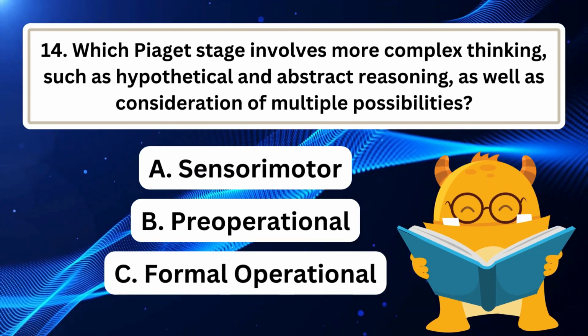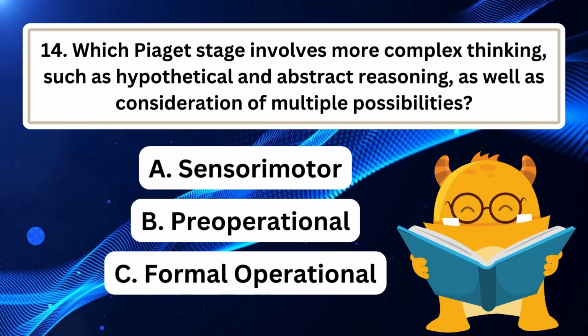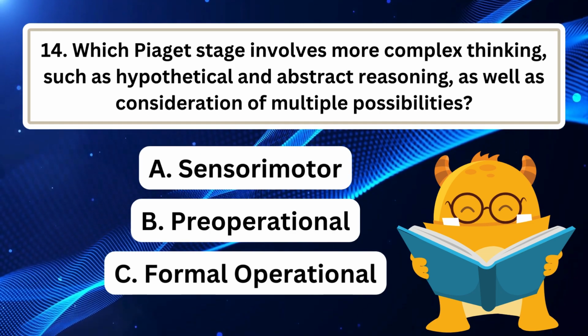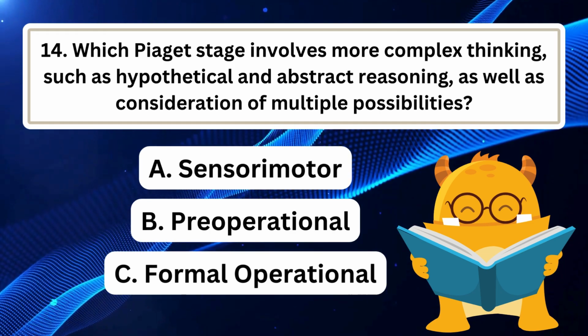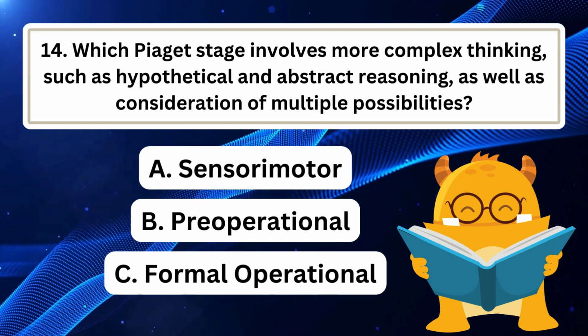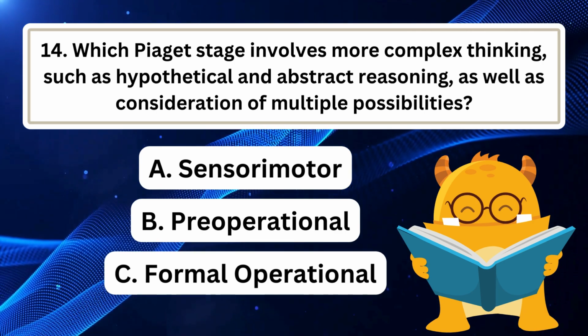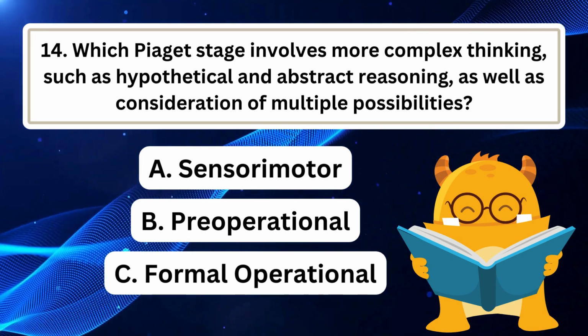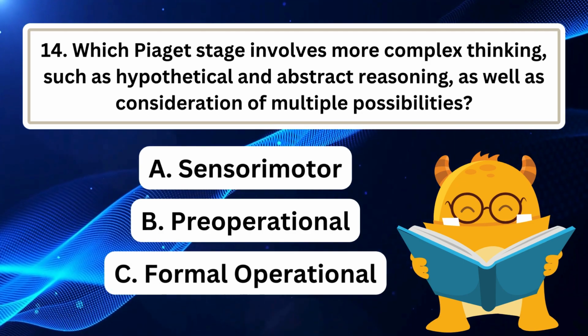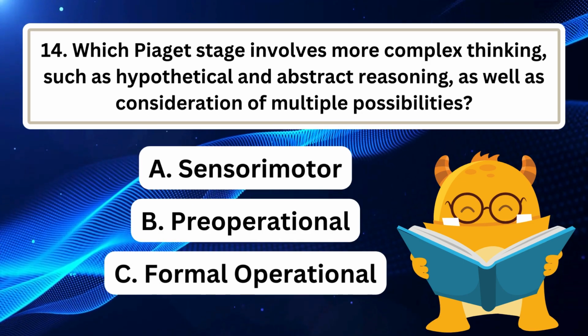14. Which Piaget stage involves more complex thinking, such as hypothetical and abstract reasoning, as well as consideration of multiple possibilities? A. Sensorimotor. B. Pre-operational. C. Formal operational.